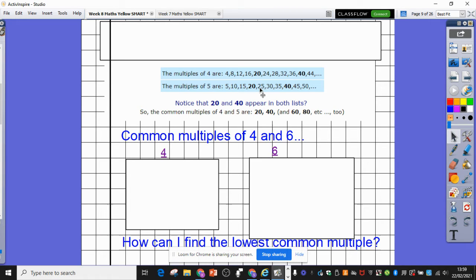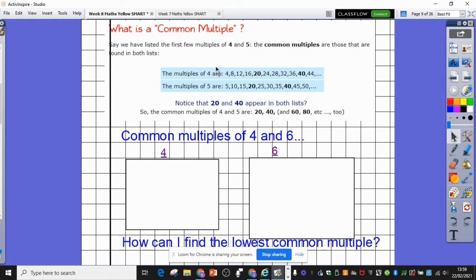But we're not just looking at multiples, we're looking at common multiples. So let's have a look at what a common multiple is. Say we've listed the first few multiples of 4 and 5, which we have here. The common multiples are those that appear in both of the lists for the 4 and the 5. And here you can see that 20 and 40 appear in both the lists. So the common multiples of 4 and 5 are 20, 40, and 60, 80, etc.